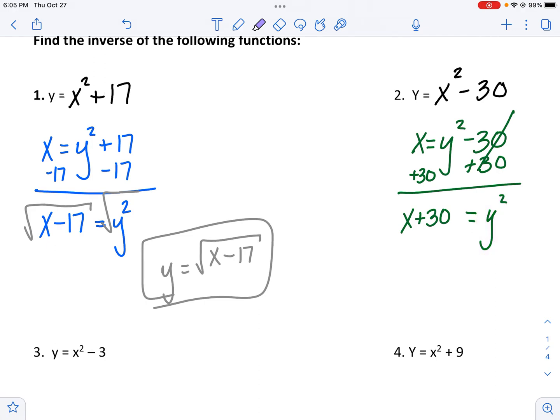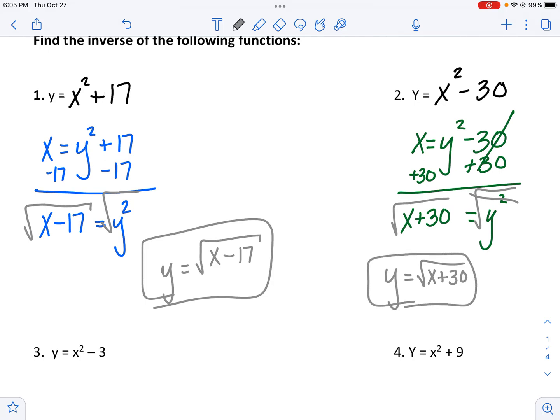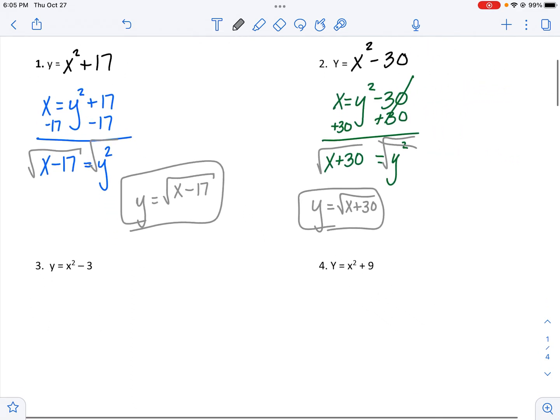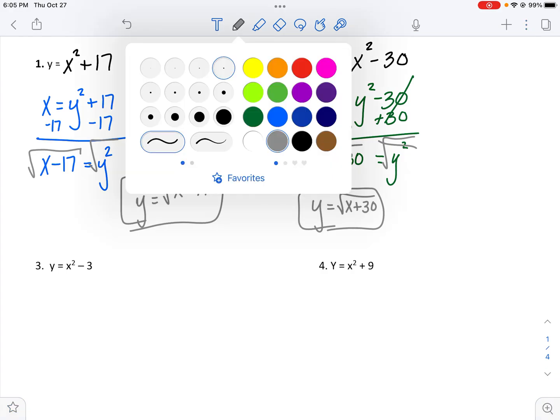And again, the only thing keeping this from being y equals is the squared. So I need to undo the squared. I need to undo the exponent by square rooting both sides. Squaring and square rooting are opposite operations, and I'm left with just y equals that square root of x plus 30. All right, why don't you take a minute here, pause the video, try to find the inverse of those last two equations, and then unpause to check your work.